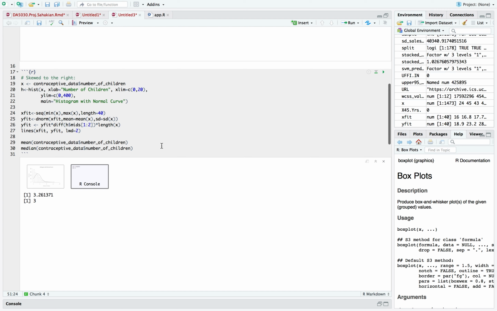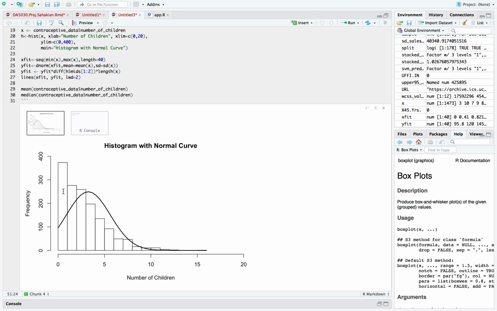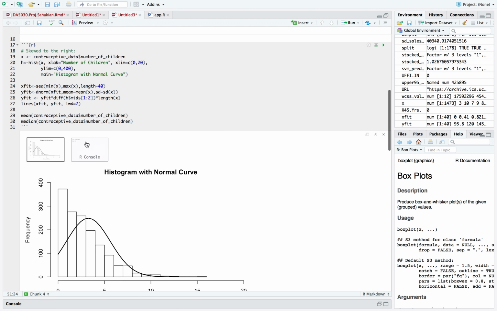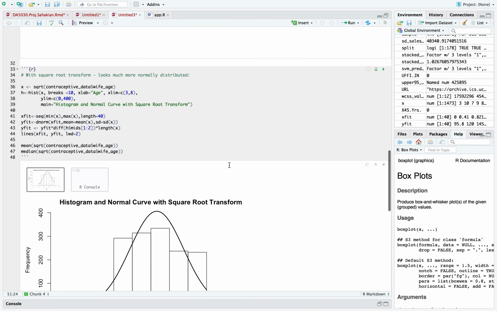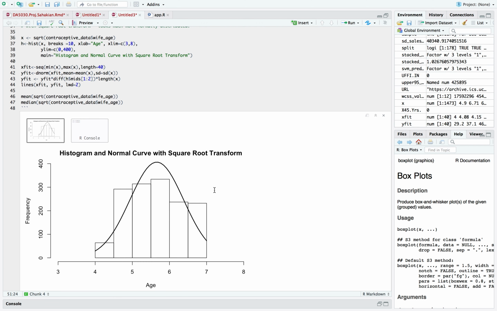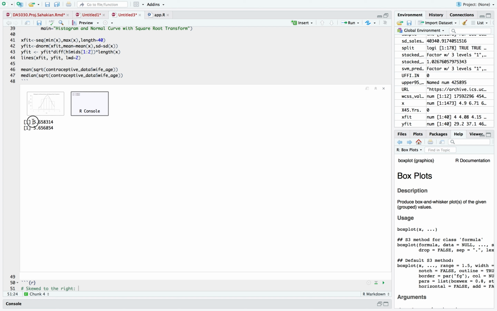And same thing goes for the number of children. So when we plot the graph of the number of children, we can see that the mode is just around 1, the most number of children, and when we look at the mean and the median, they're both around 3. Then I looked at a square root transformation of both of these attributes. So when we perform a square root transformation on the wife's age, we can see this plot. It looks like a much better normal distribution. The mode is right around 5, between 5 and 6. And when we look at the mean and the median, also right around between 5 and 6.